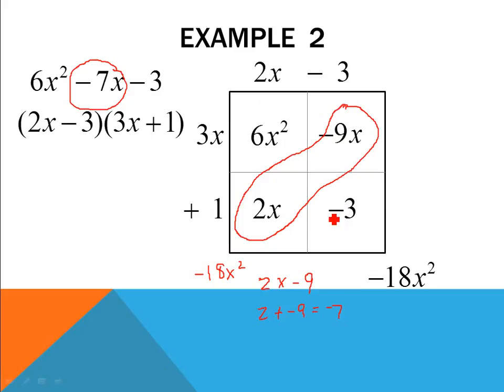Now, it doesn't matter the order. You could have done 3x plus 1 times 2x minus 3. That would have worked as well. Okay, let's kind of put all the pieces together now.